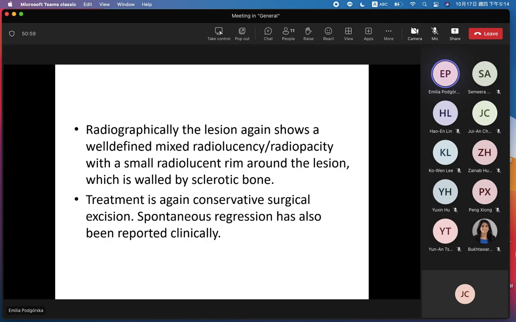Radiographically, the lesion again shows a well-defined mixed radiolucency radiopacity with a small radiolucent rim around the lesion, which is walled by sclerotic bone. Treatment is again conservative surgical excision. Spontaneous regression has also been reported clinically.